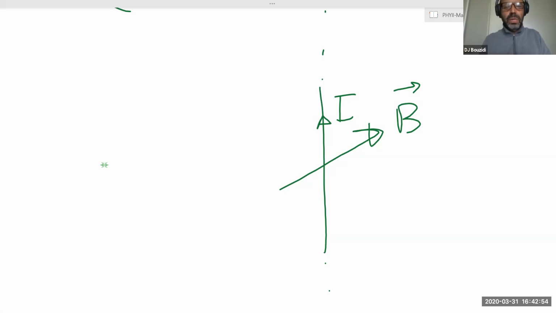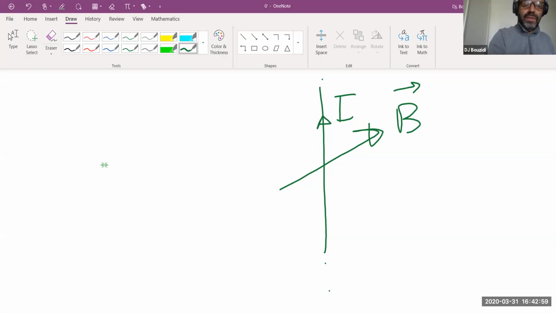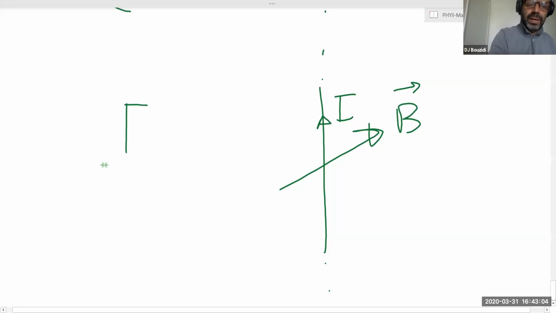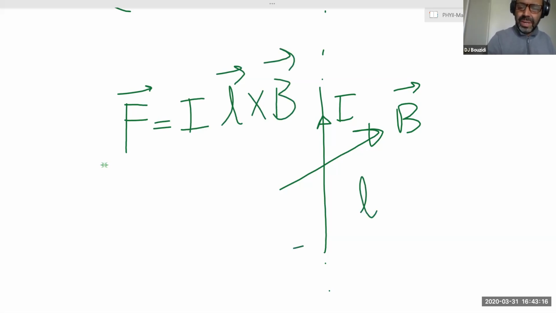Well, it turns out, after lengthy derivation, that this wire is going to be subject to a magnetic force, and that magnetic force is given by F equals I times L crossed with B, where L is this length in here, okay? And the direction of L is in the direction of I, okay? This is derived directly actually from the Lorentz force, and this is basically how this wire is going to behave.